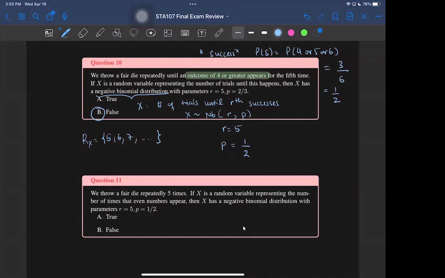Okay, so I see some students say that it is wrong and that using binomial would be more accurate. And another student says true, since we need a minimum of R equal to 5 times and a 1/2 chance of getting even.